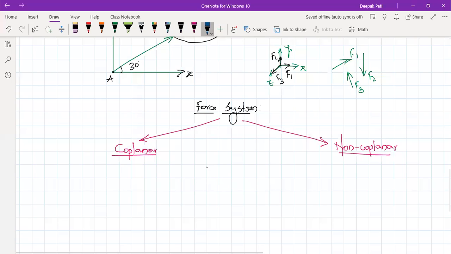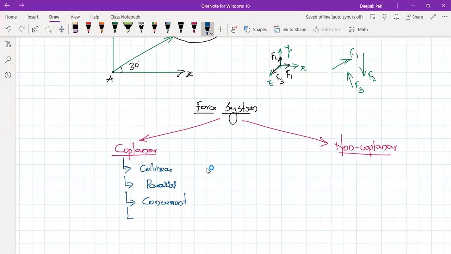Okay, now inside coplanar, we have few more things like collinear. Okay, next is parallel. Okay, next is concurrent, and the last one is non-concurrent.